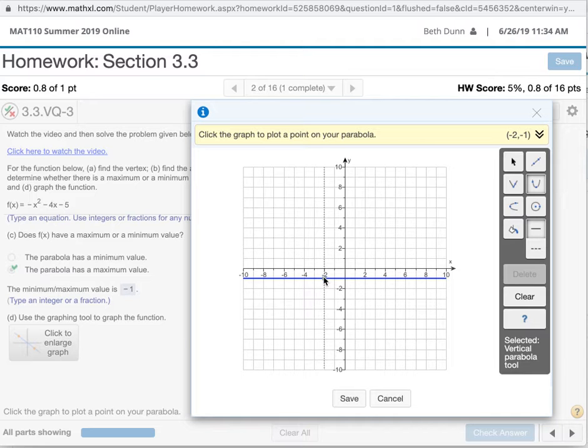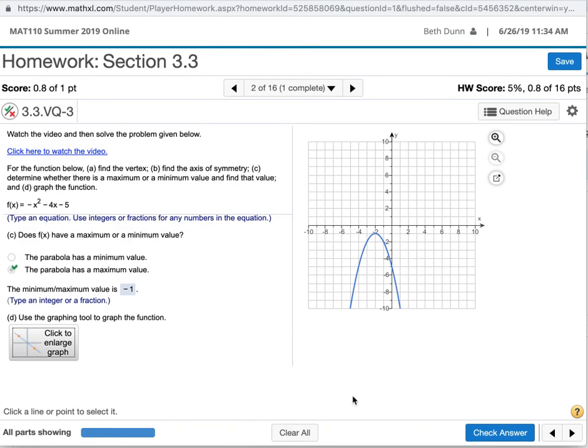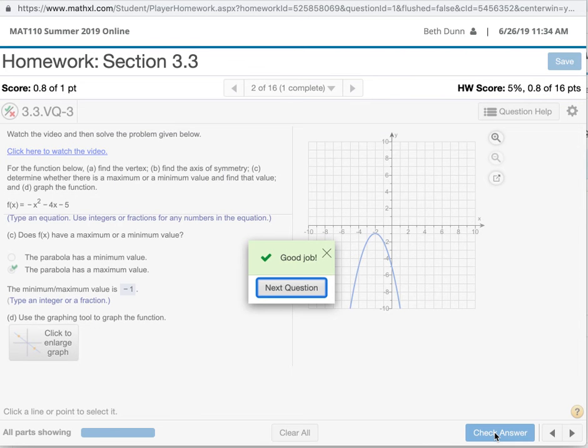Now I need another point to plot. So the next point I'm going to plot, I'm going to use an easy one. I'm going to use the y-intercept. So if I use the y-intercept, I'm going to plug 0 into this equation. So if I plug in a 0 here and a 0 here, I end up with negative 5. So when x is 0, y is negative 5. So I'm going to plot that point. Save it and check the answer. And that's how you do it.